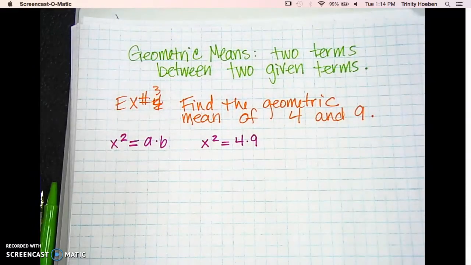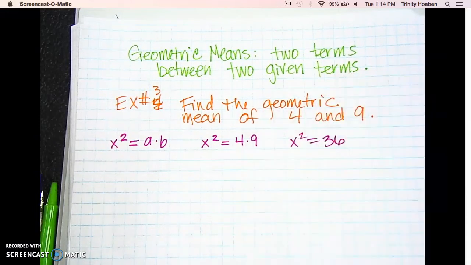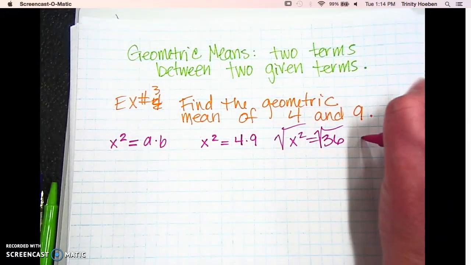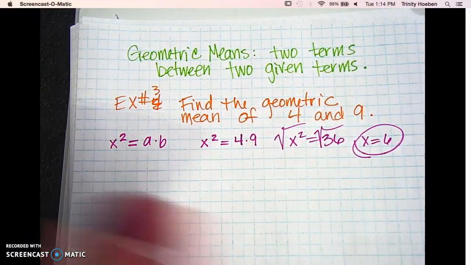This one turns out nice and pretty, right? Because 4 times 9 is 36. Then we take the square root of both sides, and we get x equals 6. Okay.